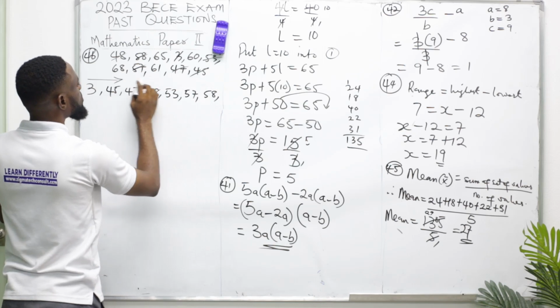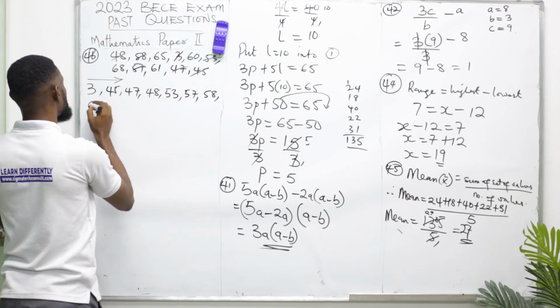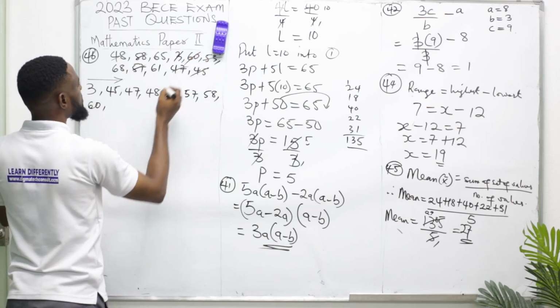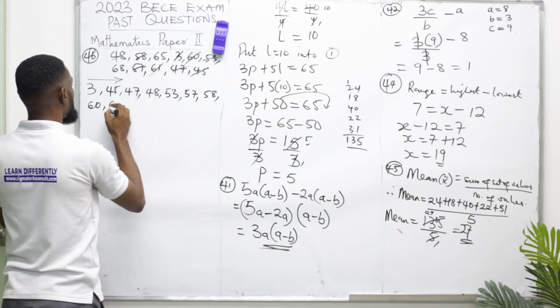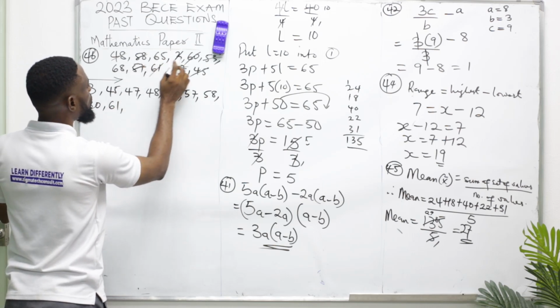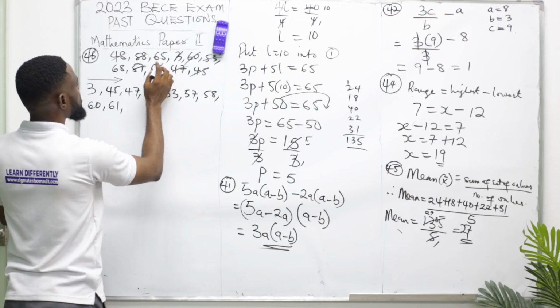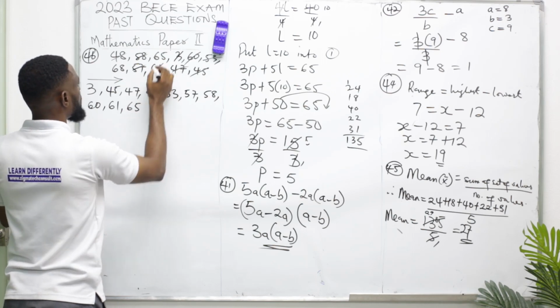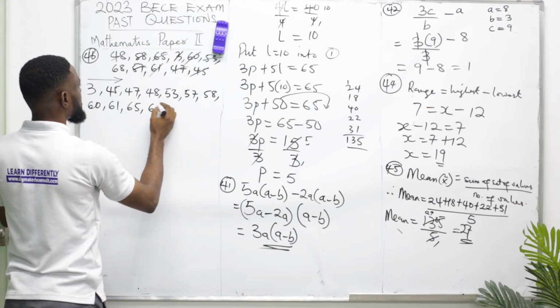59? No. 60, we have 60. So we'll bring 60. Okay. Do we have 61? Yes, we have 61. Do we have 62? No. 63, 64, no, to 65. So we have 65. All right. Then we have 68, the last one.